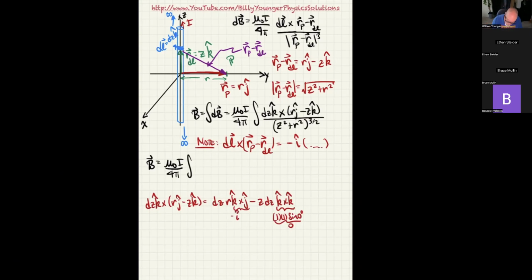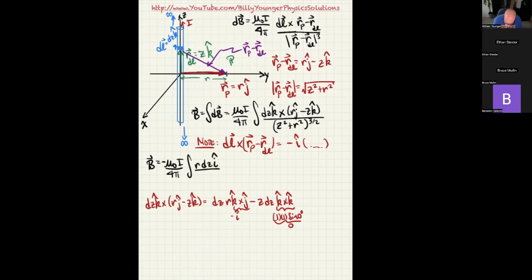So now I can rewrite this dl cross r_p minus r_dl, it's just going to become dz r with a negative sign and an i hat.